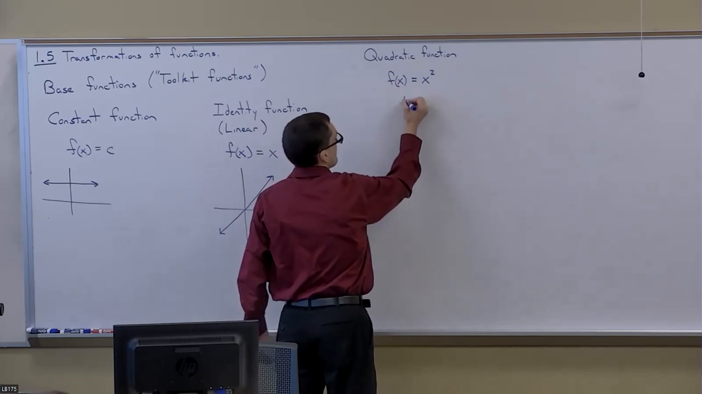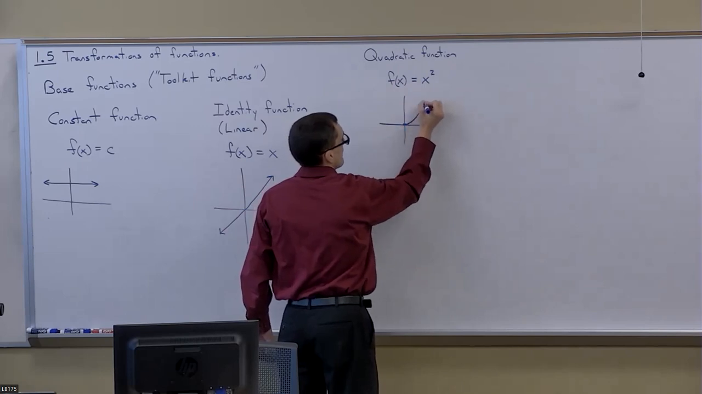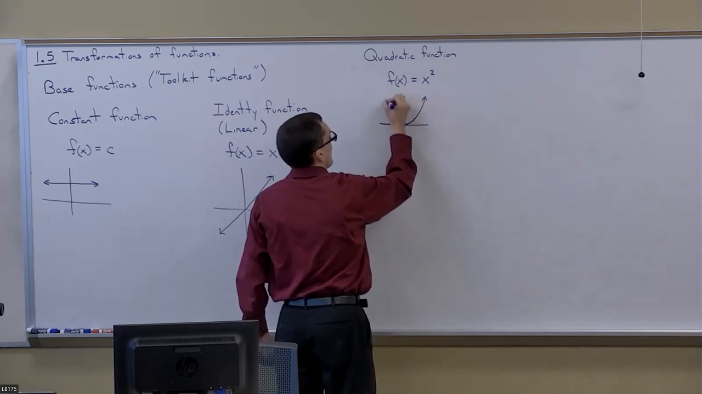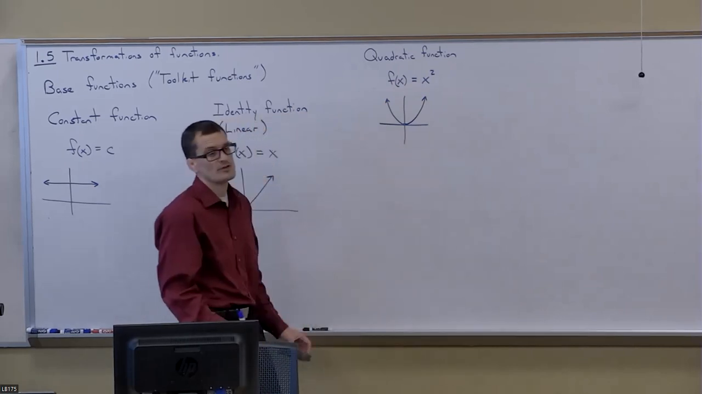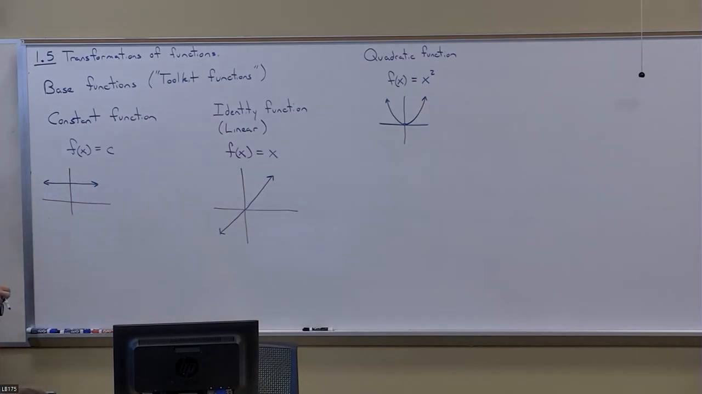And the graph of this will be a parabola whose vertex is the origin. At the very bottom point, the minimum happens right at the origin on f of x equals x squared. Now there's going to be transformations of that where the bottom point is a different spot, but for f of x equals x squared, it's the origin.